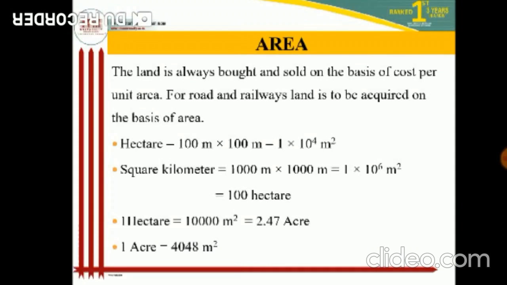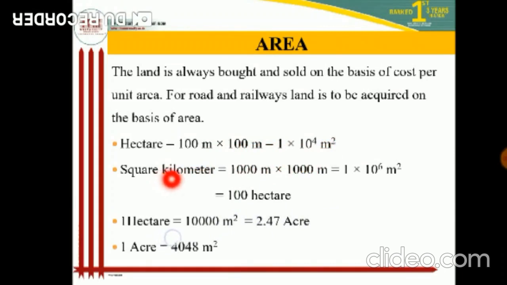Some units of area are given here, like hectare. So 1 hectare is a plot of square of 100 meter by 100 meter area. When we multiply both of these terms, we get 10,000 or 10 to the power 4. So 1 hectare has 10,000 square meter.